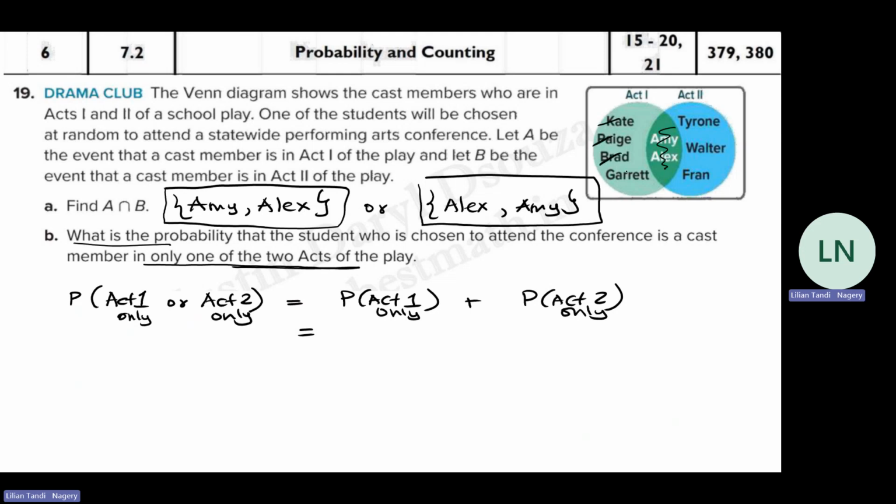1, 2, 3, 4. 4 people. Act 2 only. 1, 2, 3. How many people altogether? 9. Because these are 9 students altogether. Then you should get 7/9. Okay, this will be a repeating decimal. Don't change it, not unless they tell you to round. But because it's repeating, I just left it as a fraction.